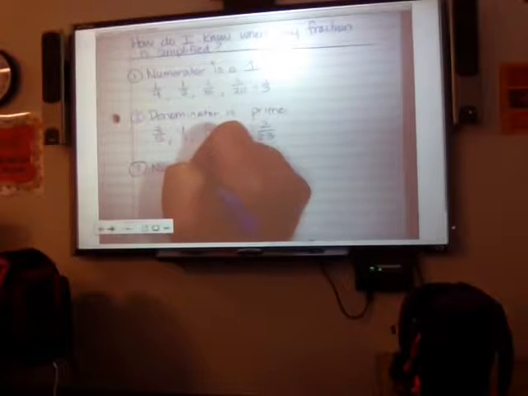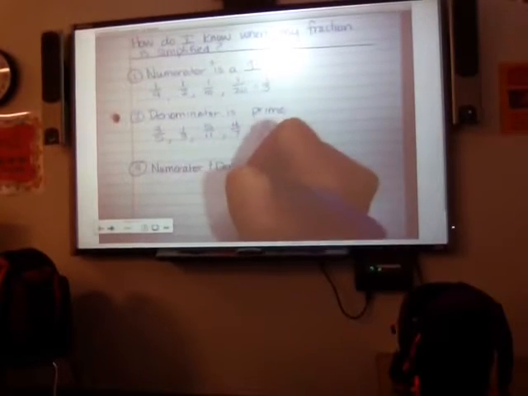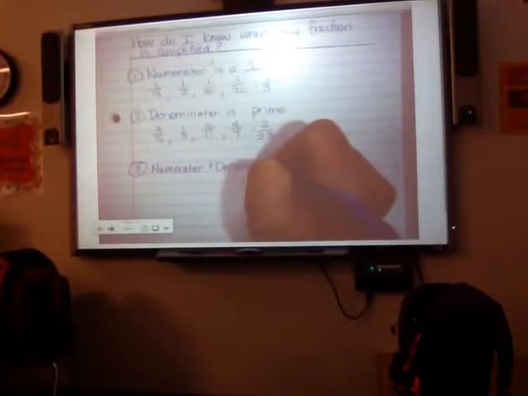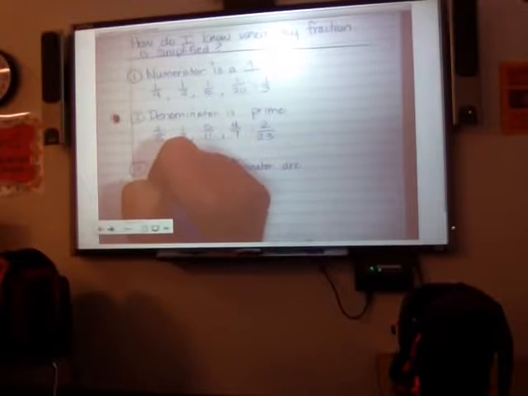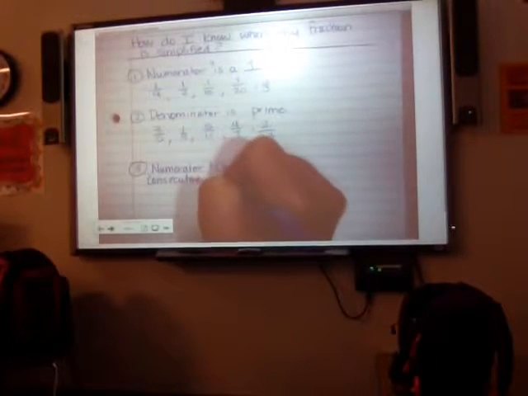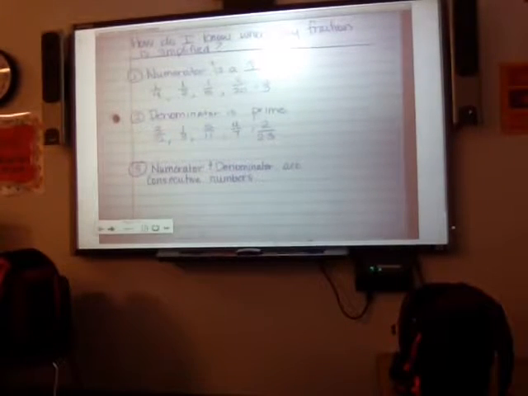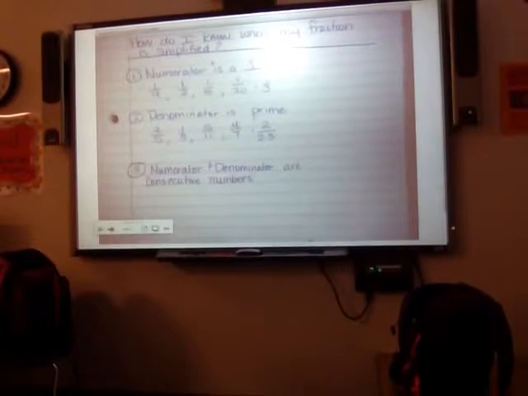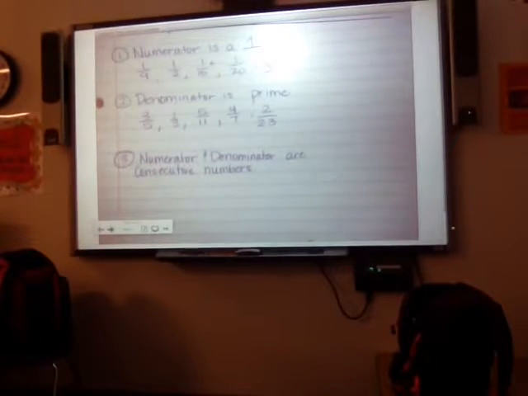your numerator and your denominator are consecutive numbers. Does anybody know what the word consecutive means? Anybody know what the word consecutive means? Gracie, girl, you want to try? The same. Nope.